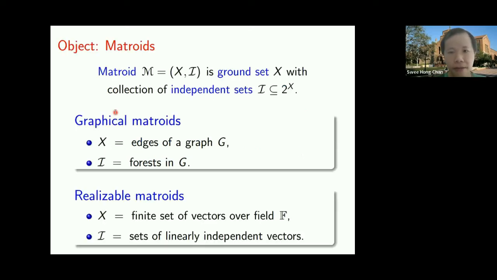So I believe that many of you already know a matroid, but let us just do a quick review so that we all have the same notation, have the same understanding. So a matroid is an abstract set system.